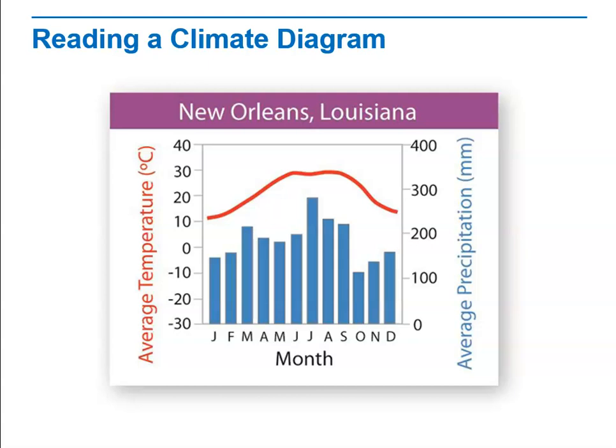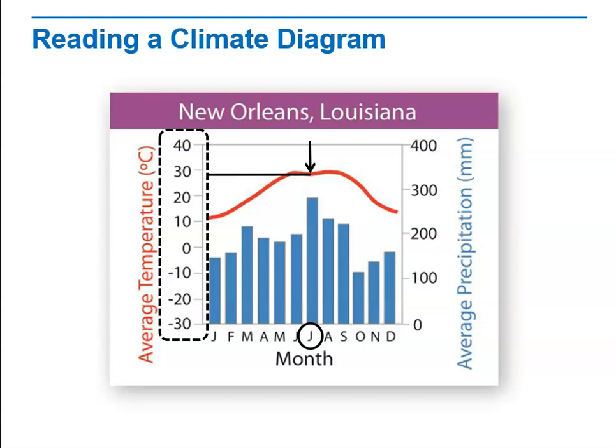If I want to know the average temperature in New Orleans in July, what should I look at? Well, first I'll find July. July is the 7th month. Here's July. Then I need to choose the right scale. I'm looking for temperature, so I'm going to look at the left vertical axis. Temperature is plotted on the red line, so I'll see where the red line meets up with July. And then I'll read across to the scale to find the value. It looks like the average July temperature is about 28 degrees Celsius.